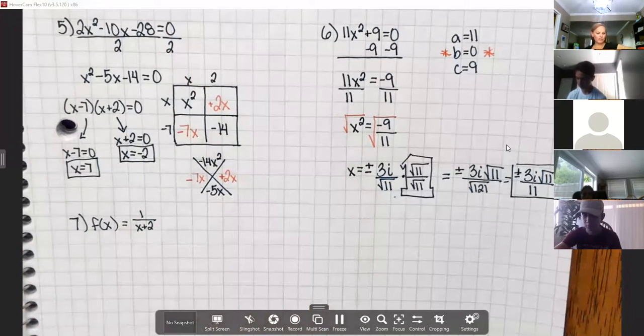Number 7 just wants us to graph f of x equals 1 over x plus 2.